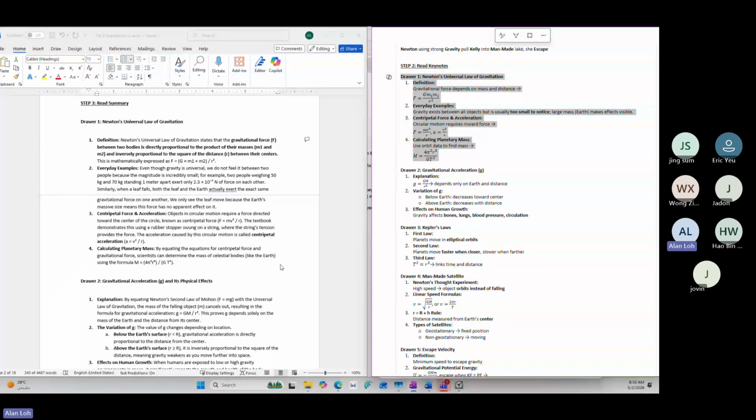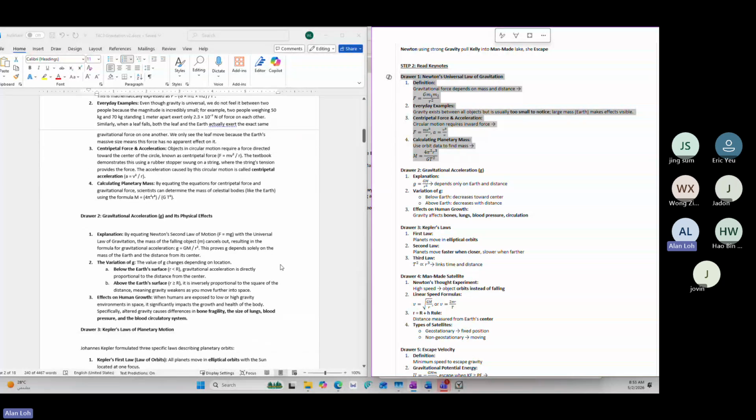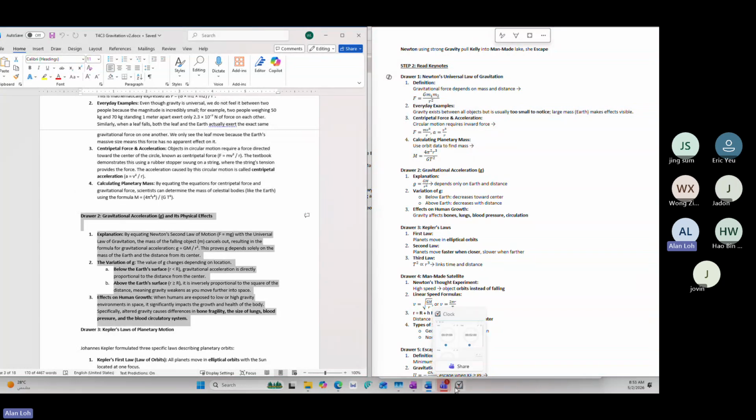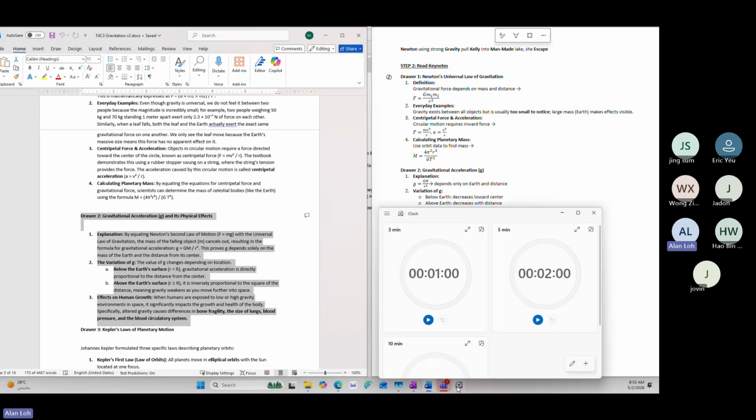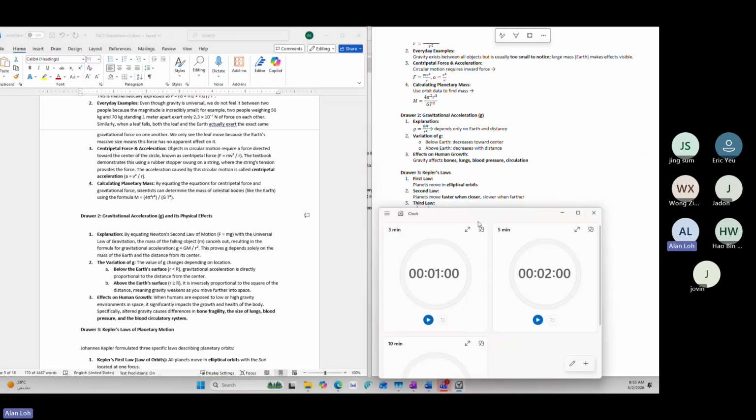Then we'll continue to drawer number 2, doing the same drill. I intentionally left this here for you to read. If you finish reading drawer 2 and you have more time and you want to go back to drawer number 1, please do so. So we will have 1 minute for drawer number 2 also. 1, 2, start.